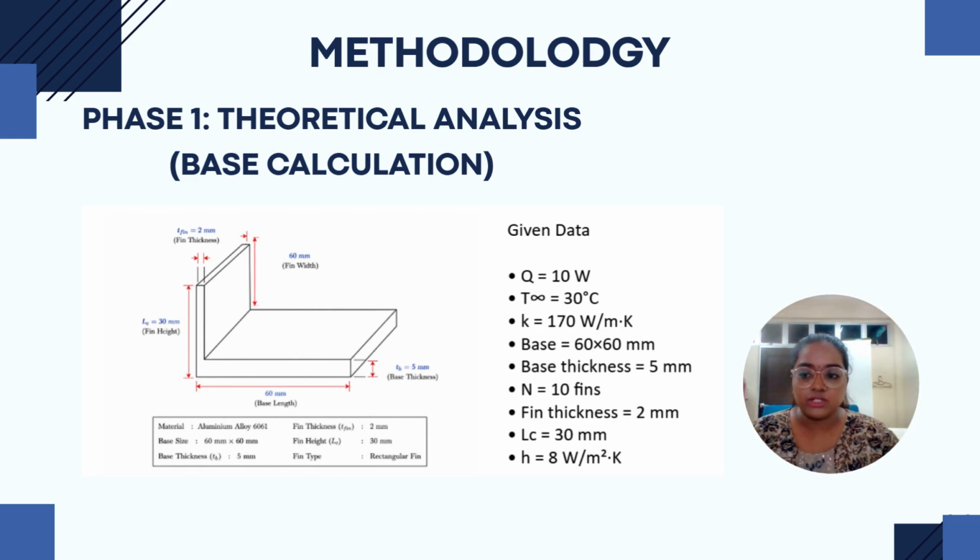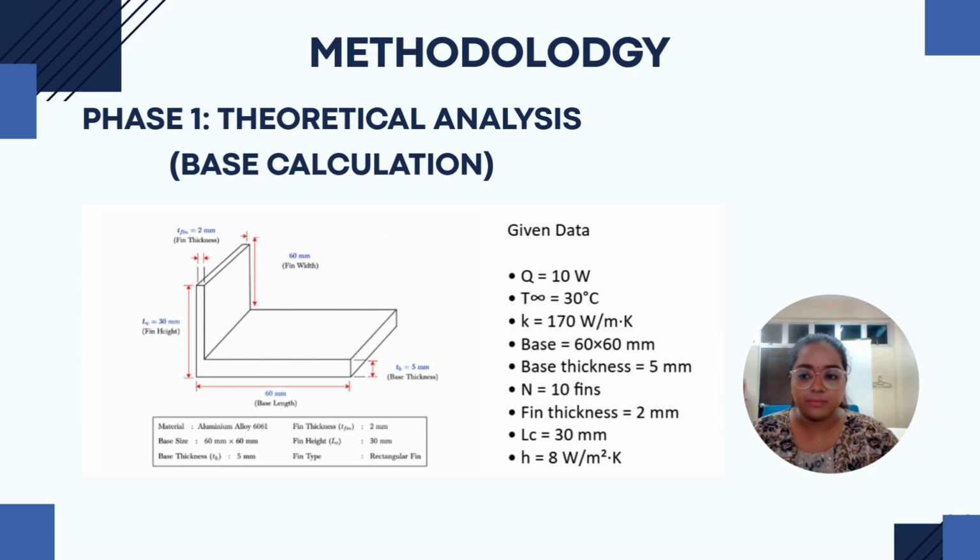The base dimensions are 60 meters by 60 meters with a base thickness of 5 millimeter. Each fin has a thickness of 2 millimeter and the height or corrected fin length of 30 millimeter. The heatsink material selected is aluminum alloy 6061, which has a thermal conductivity of 170 watt per meter Kelvin because of its efficient thermal conductivity, lightweight properties, and corrosion resistance.